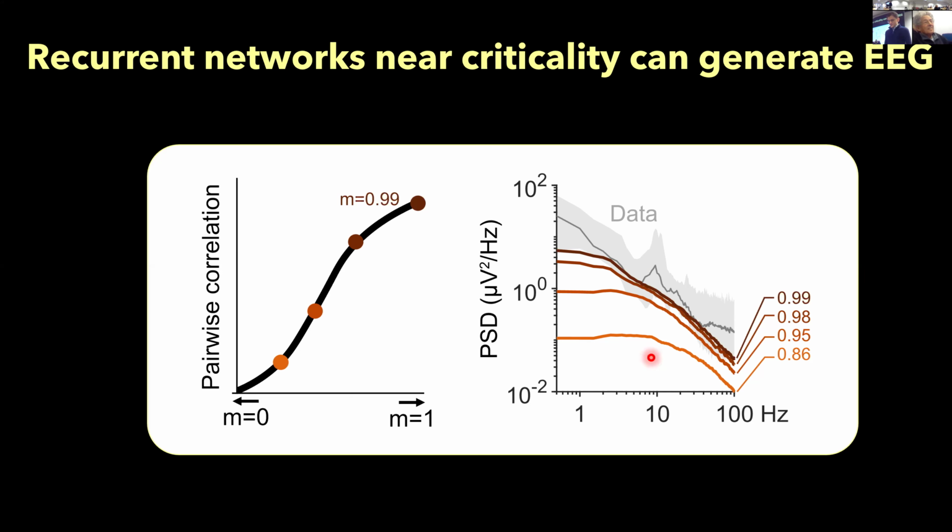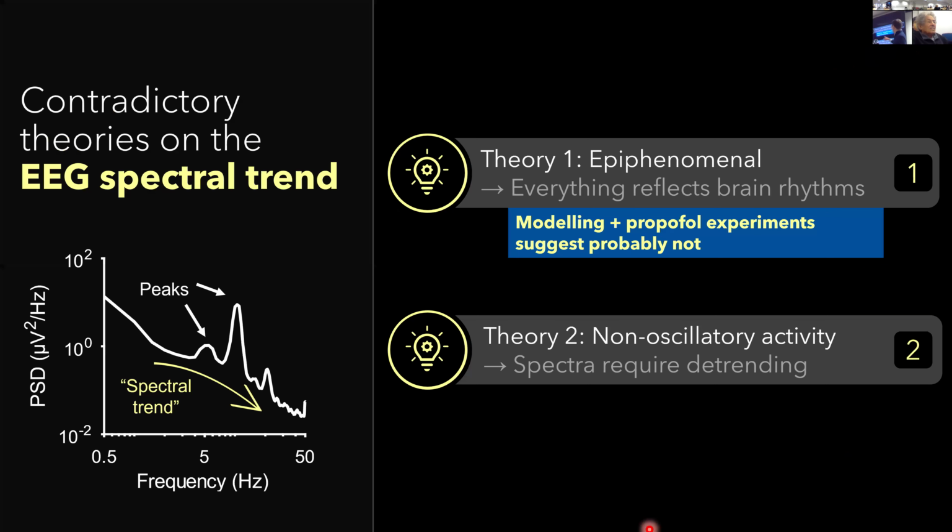So broadly, this result demonstrates that EEG need not be exclusively rhythmic, that the natural aperiodic activity in the brain could generate detectable aperiodic EEG signals. All that to say, both this modeling as well as the propofol experiments suggest that not everything about the EEG reflects brain rhythms. At the very least, changes in GABA receptor kinetics can lead to changes in the EEG signal that doesn't reflect brain rhythms.